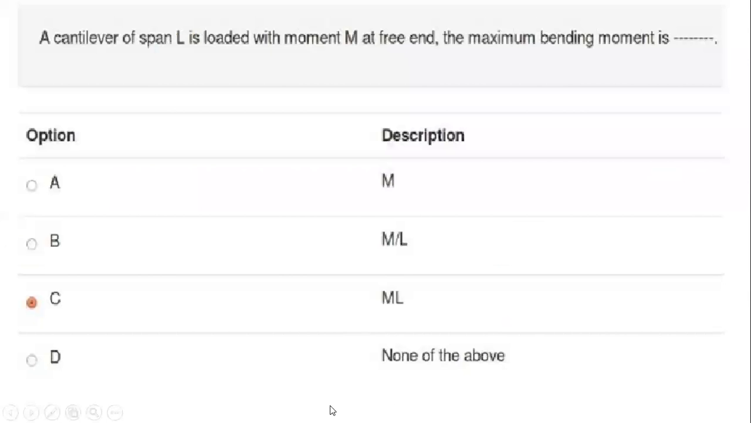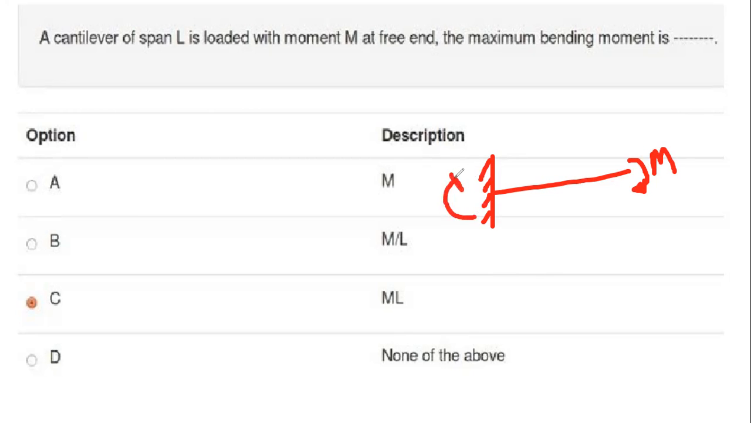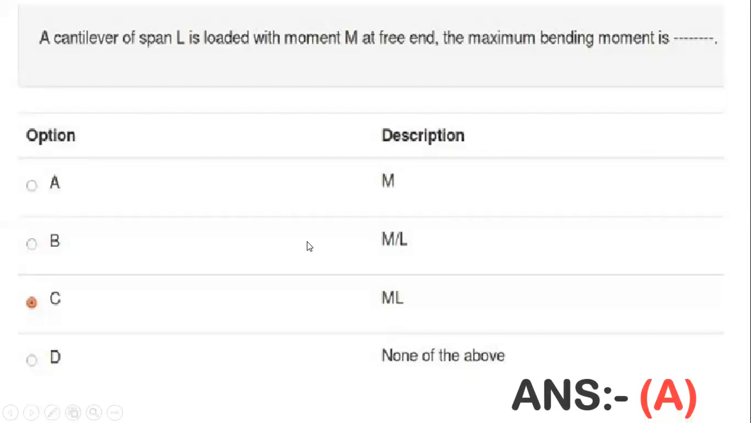So the next MCQ: a cantilever of span L is loaded with moment M at the free end. The maximum bending moment is? So here, what have they given? They have given a cantilever beam, and that beam is subjected to a clockwise moment at its free end. If you draw the BMD, that BMD will be a rectangle. So we can say the maximum bending moment will be the moment acting at the free end. That's why here the maximum bending moment will be capital M only. So the answer is option A.